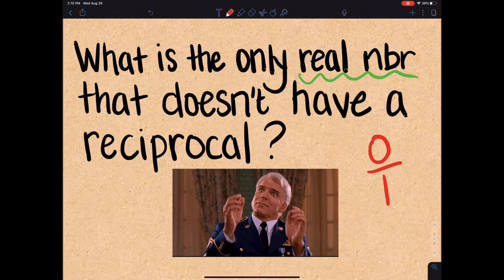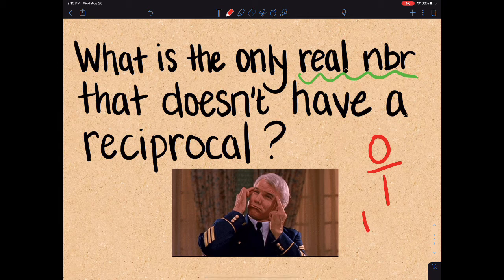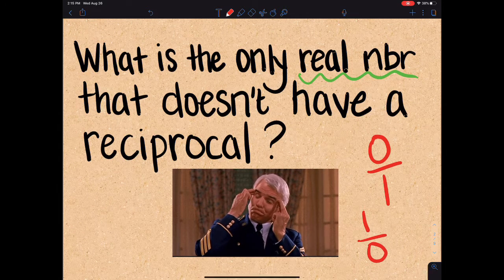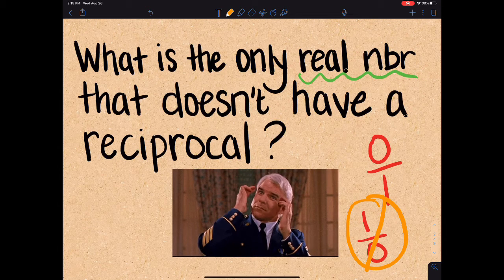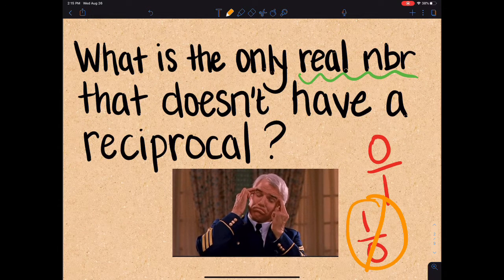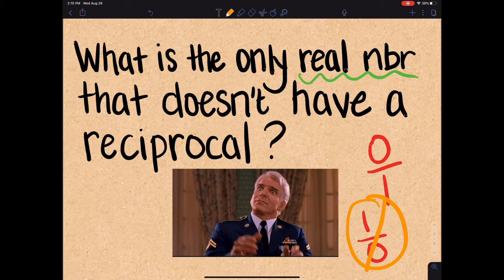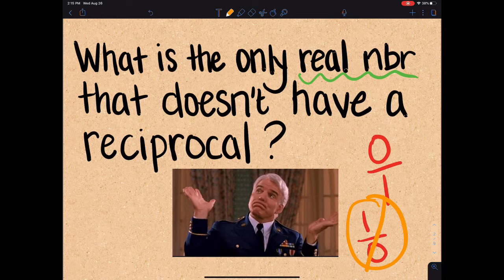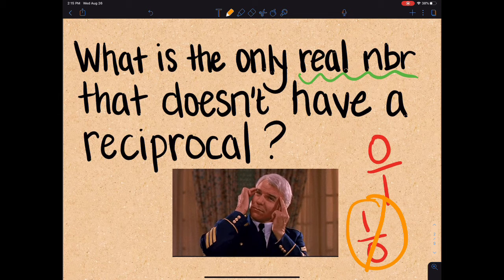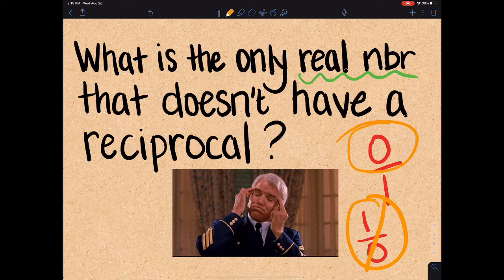Why? Because we just learned in the previous chapter that this is the same as like 0 over 1. But if you take the reciprocal of that, it's going to be 1 over 0. And this is a big no-no, because it's meaningless. So whenever you divide by 0, 1 over 0, you get undefined and it is basically meaningless. So the only number that doesn't have a reciprocal is 0.